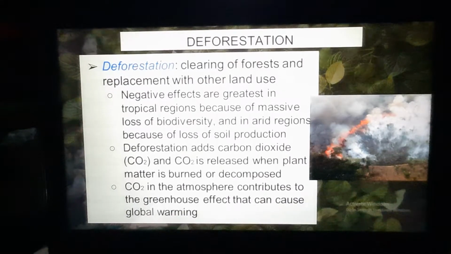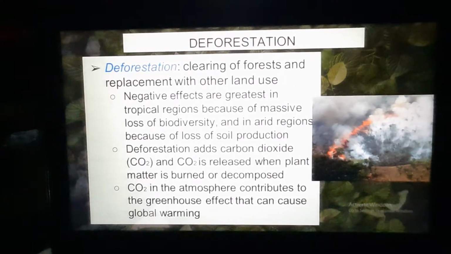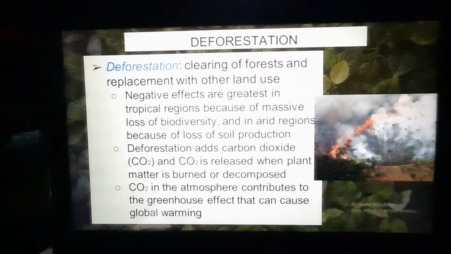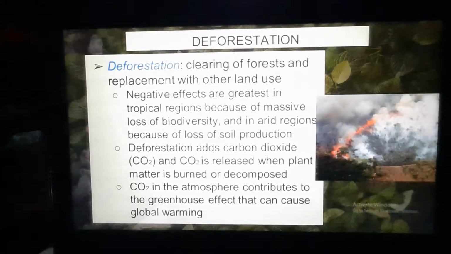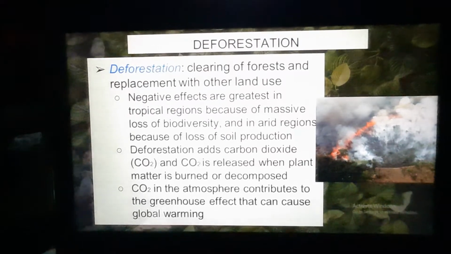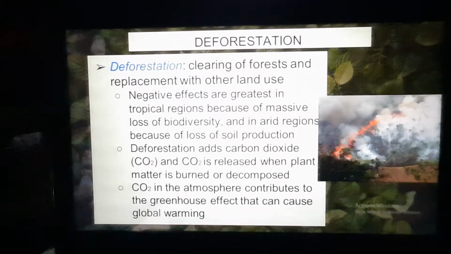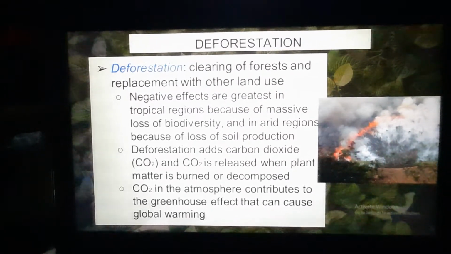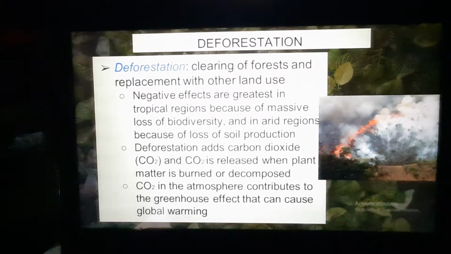In arid regions, there is the loss of soil production. A lot of times they actually burn the forest to get rid of it. That causes the soil to not be usable.